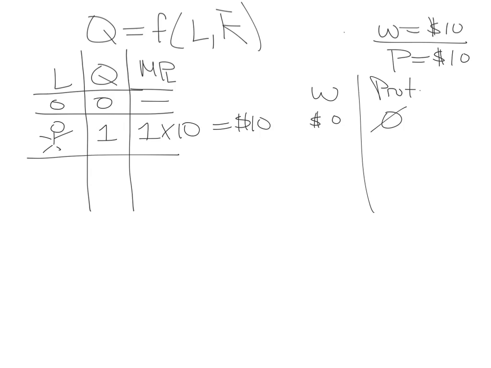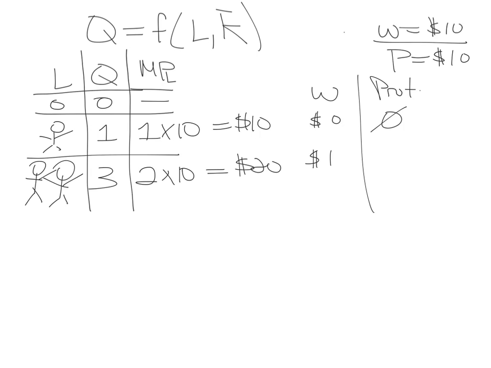How about if you hire two workers? Well, when you hire two workers, now you can actually wash three cars because you become a lot more efficient. So that second worker added two cars to the production, which you're going to sell for $10 each. So you're going to make $20 as a result of hiring that second worker. You're going to pay that worker $10. So clearly you're going to make a profit of $10. So you have a choice between 0 and 10. You probably can choose 10. So you should definitely hire the second worker.